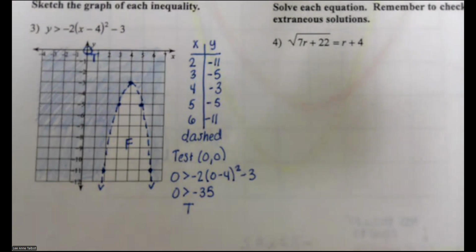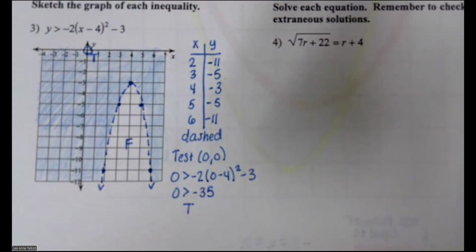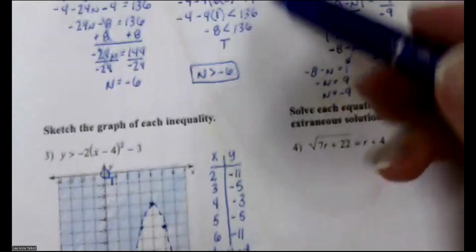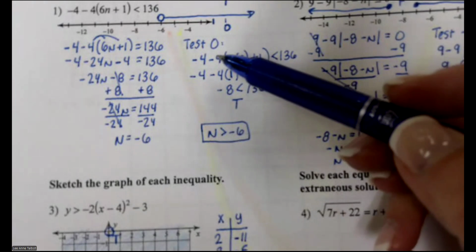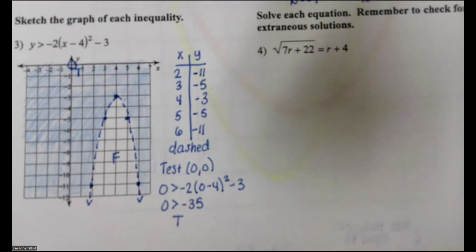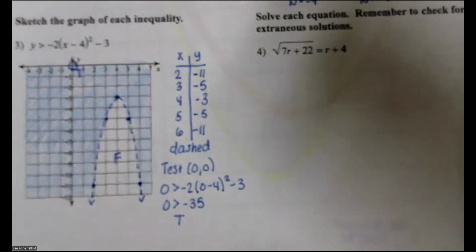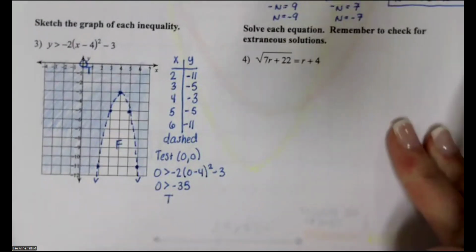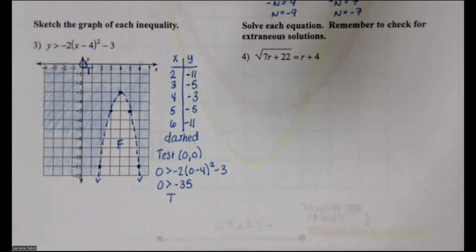Okay, before I move on from number 3, how many variables does this have? 2. So you see the difference between a 2 variable inequality and a 1 variable inequality. 2 variables, just a graph. It's like 2D versus 1D. Okay, number 4.